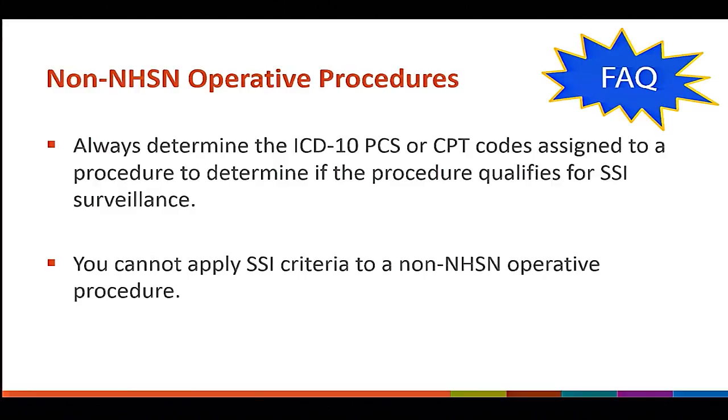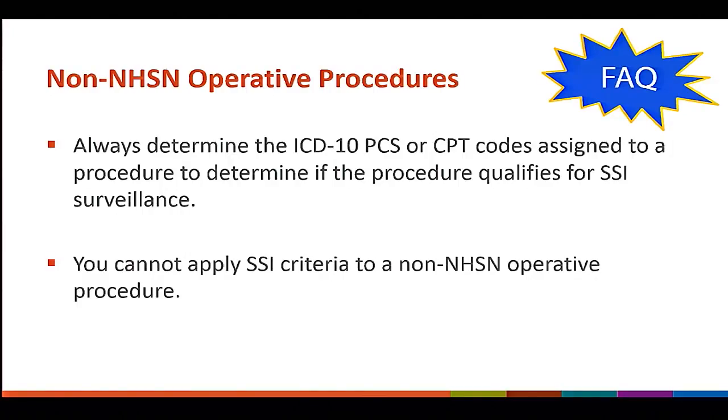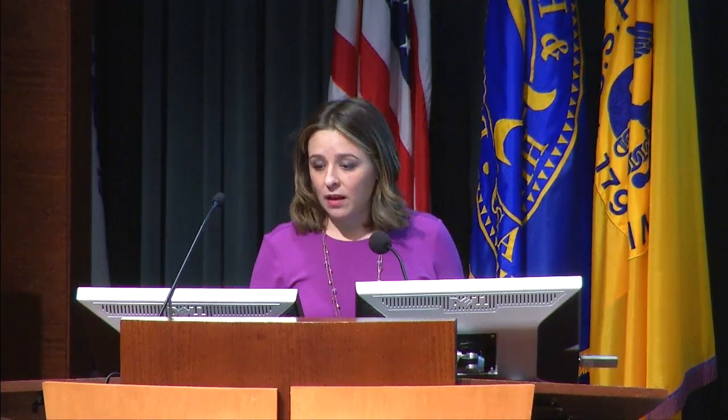That's why you always want to determine the ICD-10 or CPT code assigned to the procedure to determine if it qualifies for surveillance. You'll email NHSN, you'll ask us, well, I have this, this, and this, and this. Does this meet SSI? And I'm looking and I'm thinking, I don't know if that's an NHSN operative procedure. So you want to first and foremost go and check and just make sure that that code maps to an NHSN operative procedure by using the documents that we provide. And again, you cannot apply SSI criteria to a non-NHSN operative procedure. We don't endorse it. There's no surveillance periods that are set up for that. We don't have designated definitions to state that you can apply to, especially with the organ space.